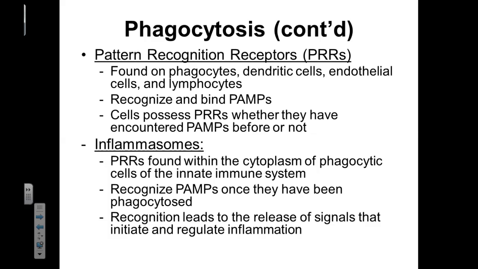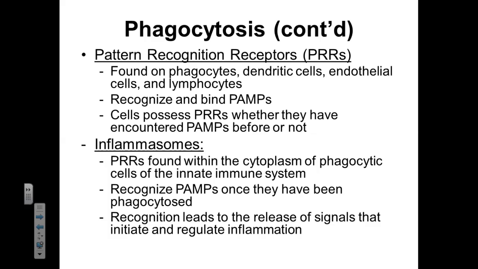Our phagocytes will use PRRs, pattern recognition receptors, to recognize our PAMPs. These are receptors found on the surface of our phagocytes. They are going to be able to bind to the PAMPs, and as we have a PAMP bind to a PRR, the cell will initiate phagocytosis.